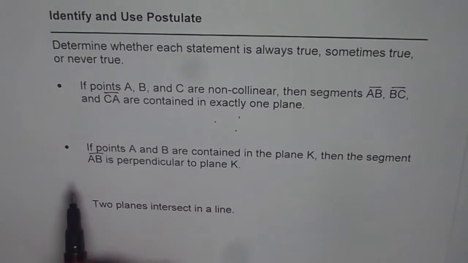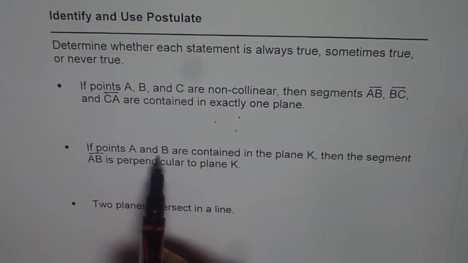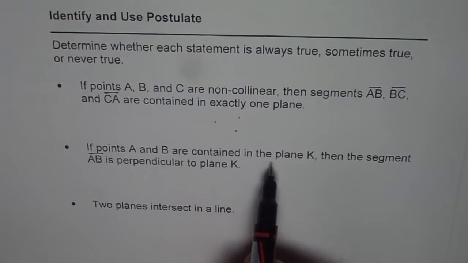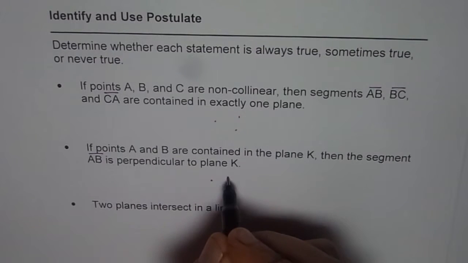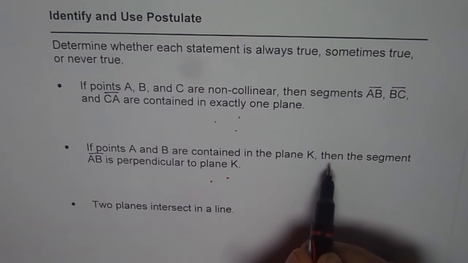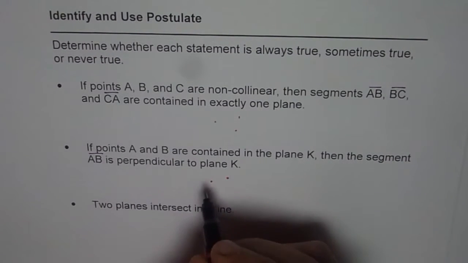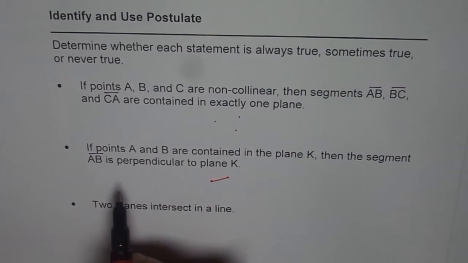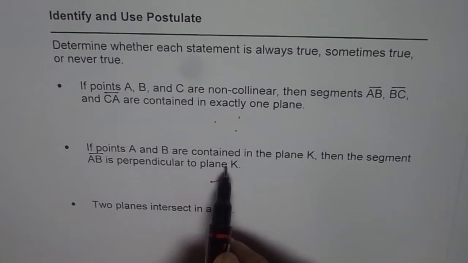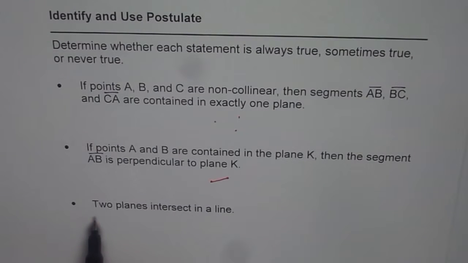The second one is, if points A and B are contained in the plane K, so there are 2 points A and B, then the segment AB is perpendicular to the plane K. And the third one is, two planes intersect in a line. I'd like you to pause the video, answer the question, and then look into my suggestion.